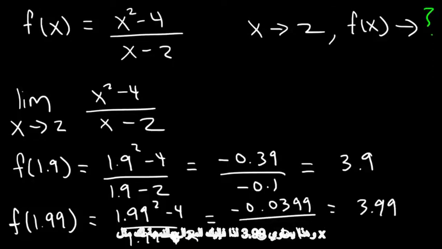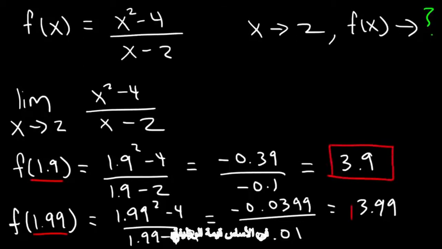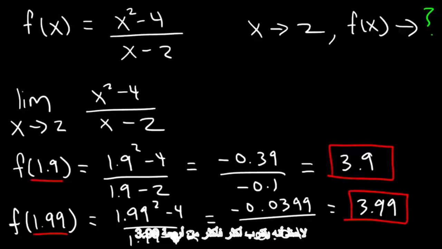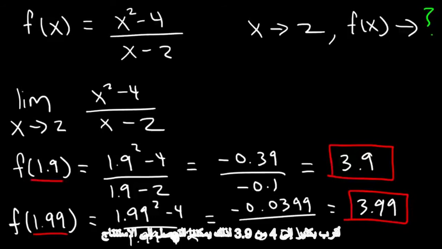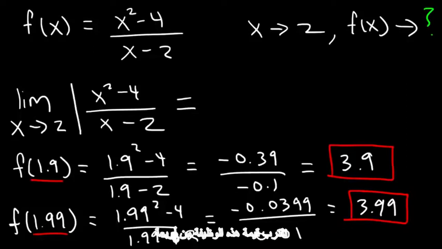So here's a question for you. As x gets closer to 2, what happens to the y value, or basically the value of the function? Notice that it gets closer and closer to 4. 3.99 is a lot closer to 4 than 3.9 is. So therefore, we can make the conclusion that the limit as x approaches 2, as we get closer and closer to 2, the value of this function approaches 4.